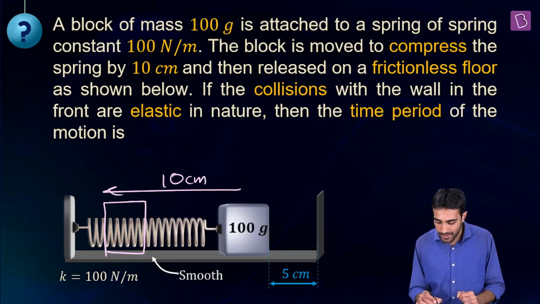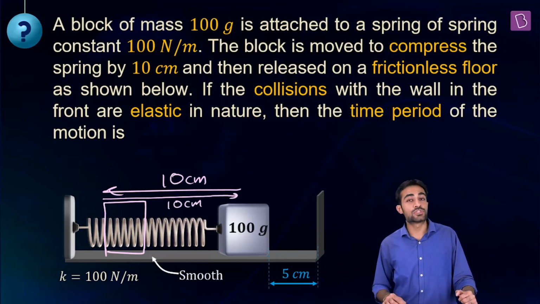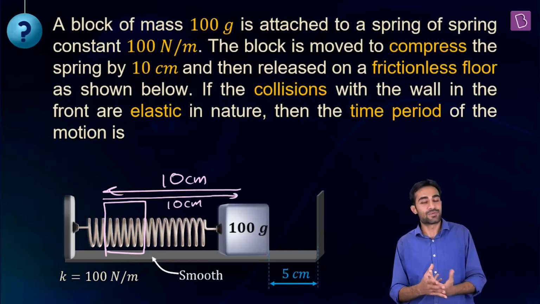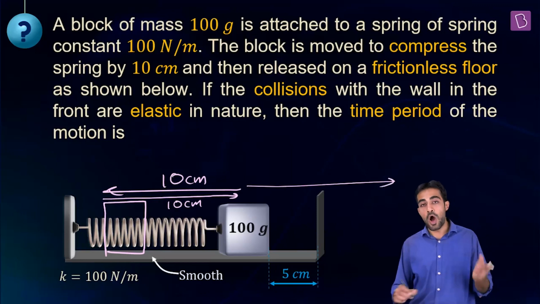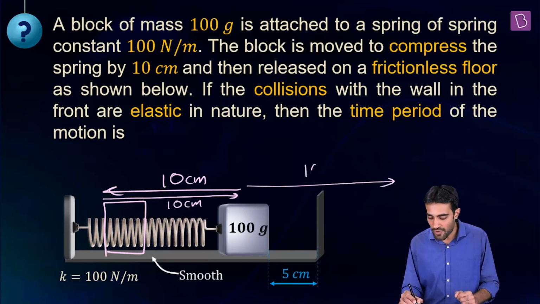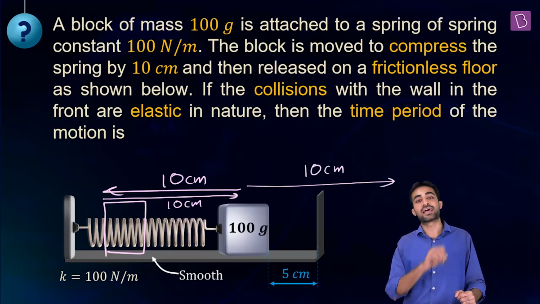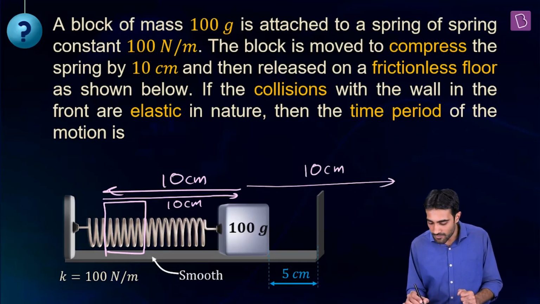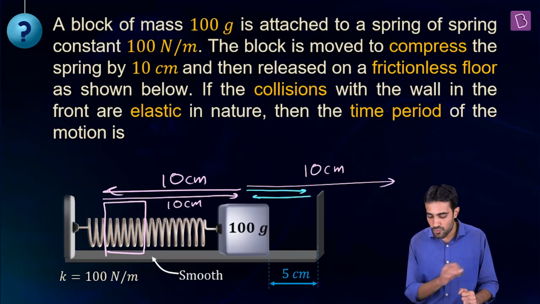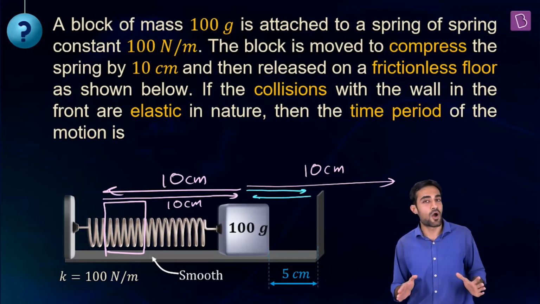What will happen to the block? The block will come to the mean position like this. But when it comes to this position, it will have some kinetic energy, so it will try to move on the other side. If the wall was not present, then it would have moved 10 centimeter on the other side. But there is a wall. So what will happen? The block will go and collide with the wall. Bam! And then after collision, it will come back. So this is the motion of the block.